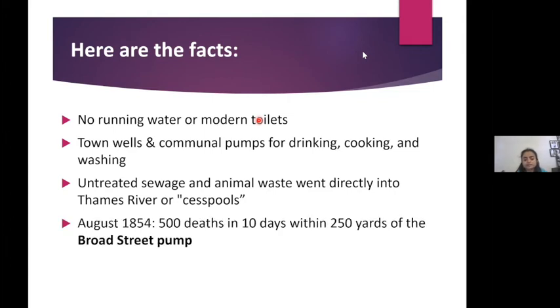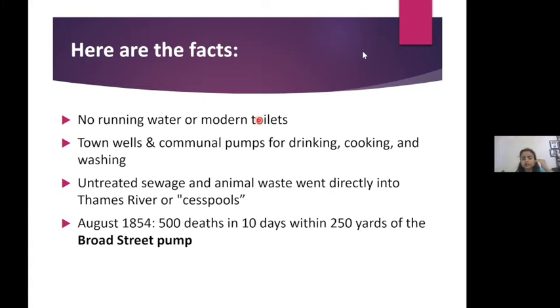And what triggered John Snow's investigation was a major event in August 1854, where 500 people died within 10 days. The area was within 250 yards of the Broad Street pump, in the Soho area, where there is a street called Broad Street. You can still see this, by the way. I think the pump is labeled if you visit Soho, just because it's so important in the history of our understanding of disease. So 500 people died within 10 days, confined to this area of Broad Street.